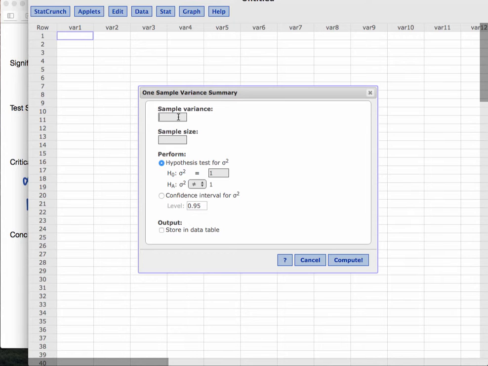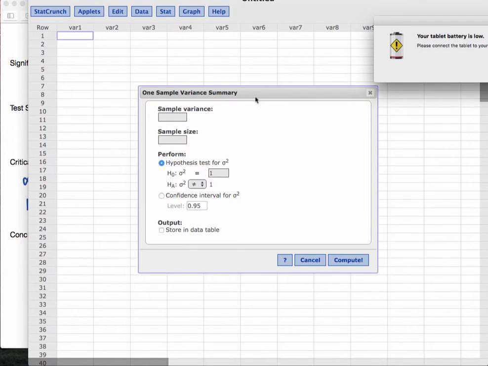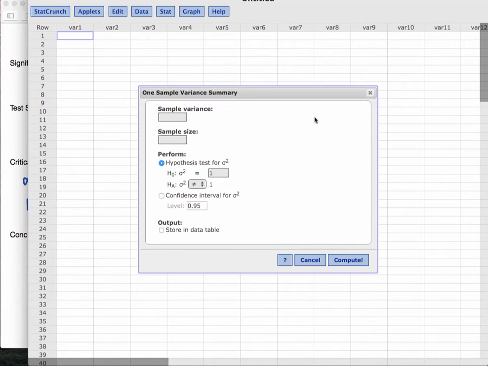We had a sample variance. So I'm going to need to do a little bit of math here because I need to know what the sample variance is. I know the sample standard deviation, but not the variance. So let's see, we have 3.5 times 3.5 is 12.25. The sample size was 25. And we're going to do a hypothesis test for sigma squared.